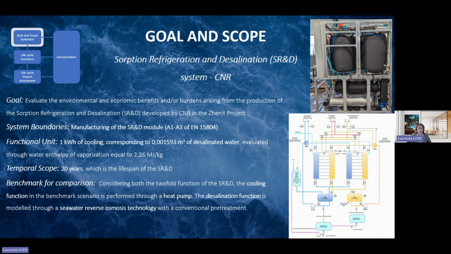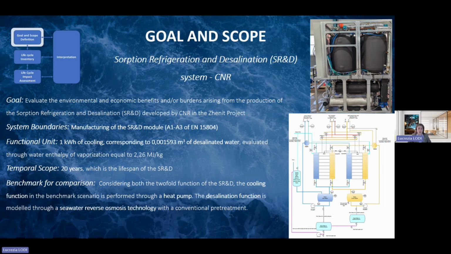Then we will move to the second technology we're going to discuss today, which is the sorption, refrigeration, and desalination. So the goal was again to evaluate the environmental and economic behavior, so the benefits and the burden that might be related to the production of technology. And the system boundary was again only related to the production, so module A1 to A3.